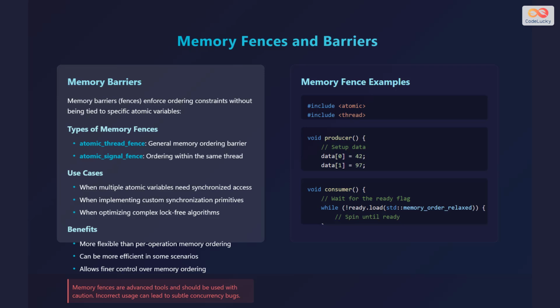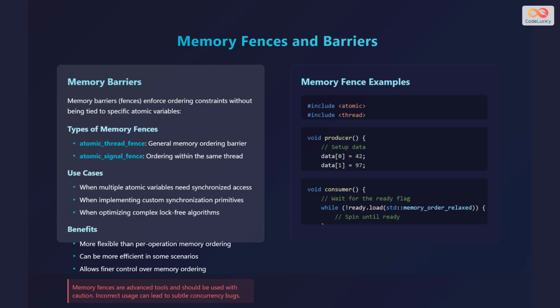Consider the code with a data array and a ready flag. The producer sets up the data, writes 42 and 97 to the data array, and then calls atomic thread fence with memory order release. This creates a memory barrier, ensuring that all memory operations before this point cannot move after it. Now, the store operation to the ready flag can use relaxed ordering because the fence already provides the necessary guarantee. On the consumer side, we wait for the ready flag to become true using relaxed memory order.